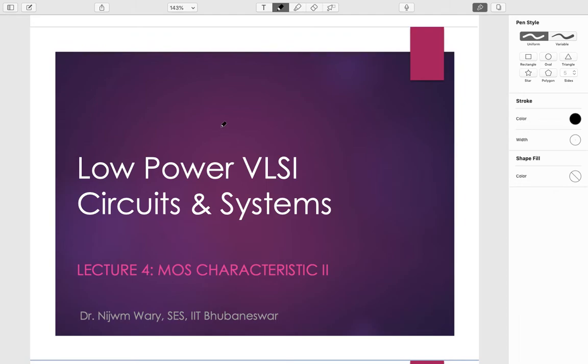So, this is basically the fourth lecture. We will be continuing with the MOS characteristics. Today we'll see about the body effect and also some of the parasitic capacitance that exists in a MOSFET. What are the different types of capacitance that we will be seeing and discussing today? How do we calculate the parasitic capacitance, and how do we estimate that?